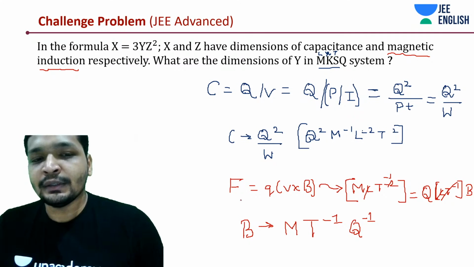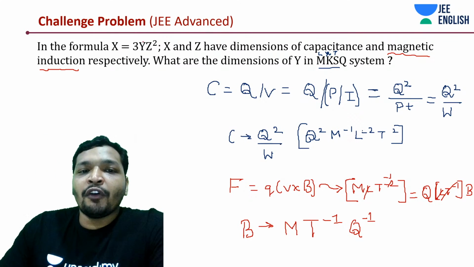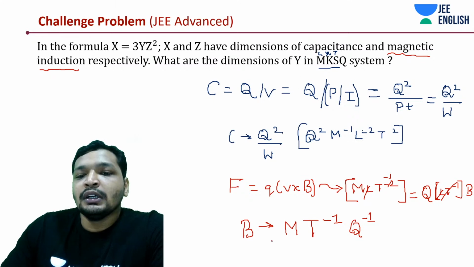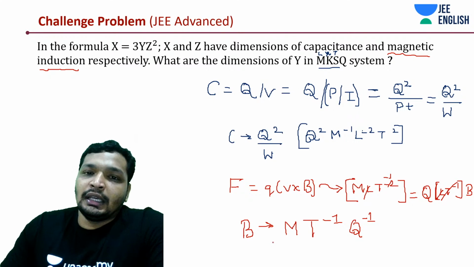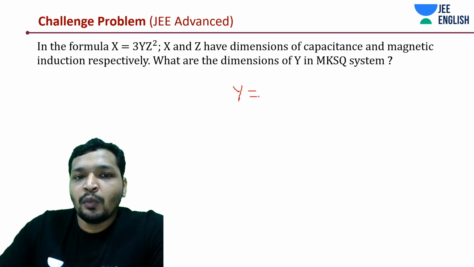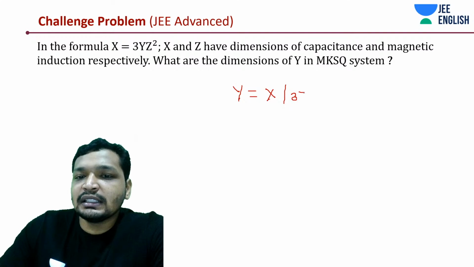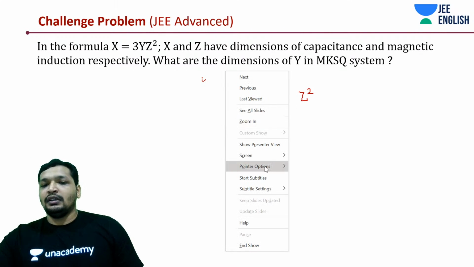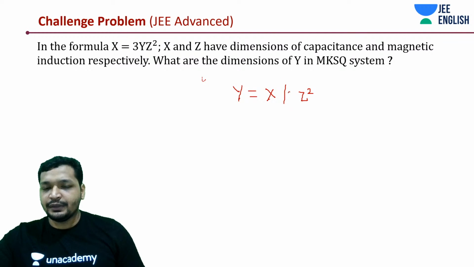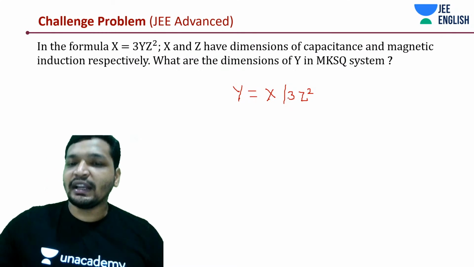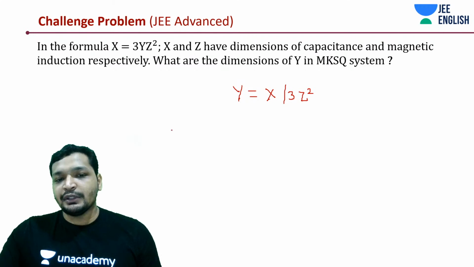Right, now what is the thing? You need to find out the dimensional formula of y in terms of x and z. So if I told you what is y, y is x divided by 3z square. When it comes to dimension formula, 3 does not make any difference. So that being said, I can remove the 3 and move forward while calculating the dimension formula. I'm just talking about the dimension formula, nothing else.